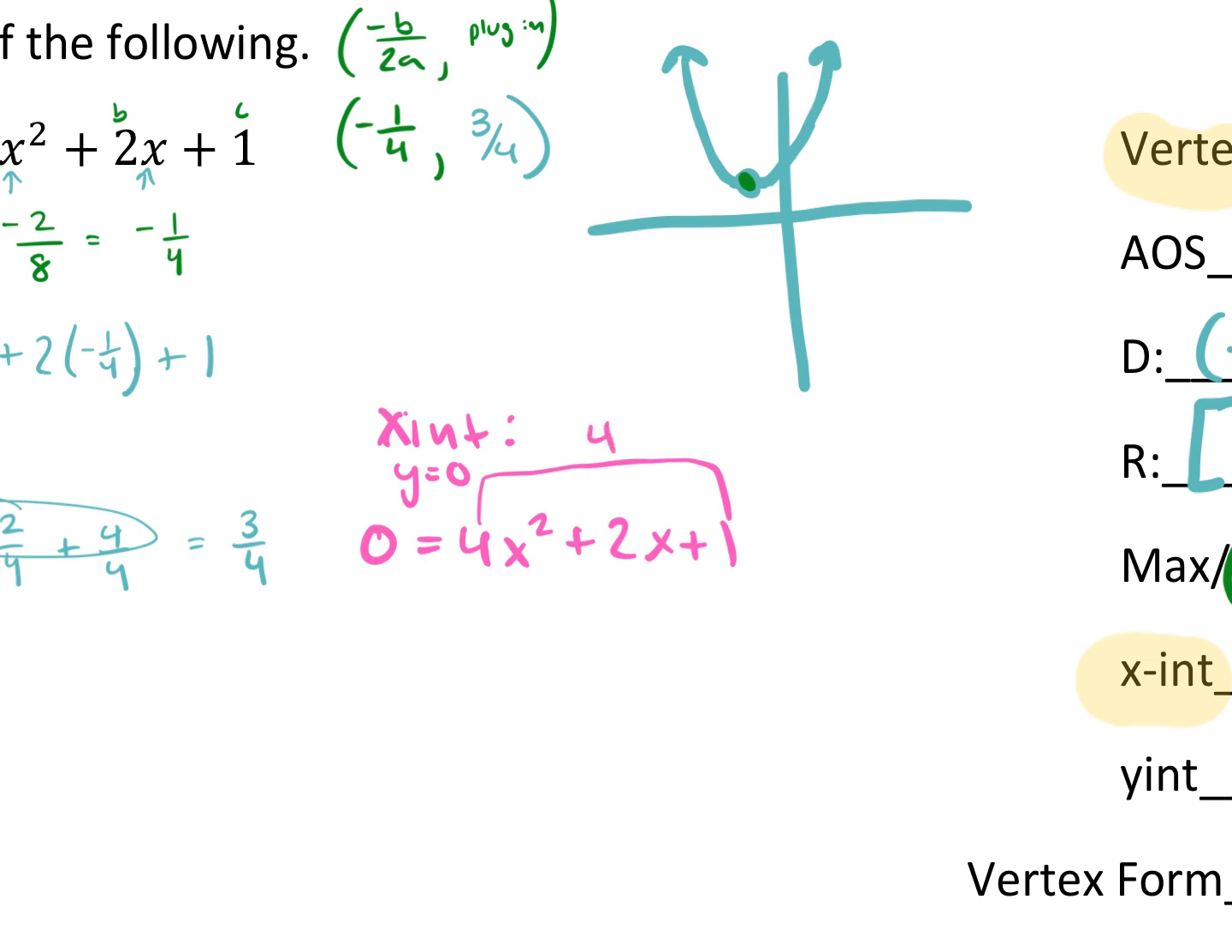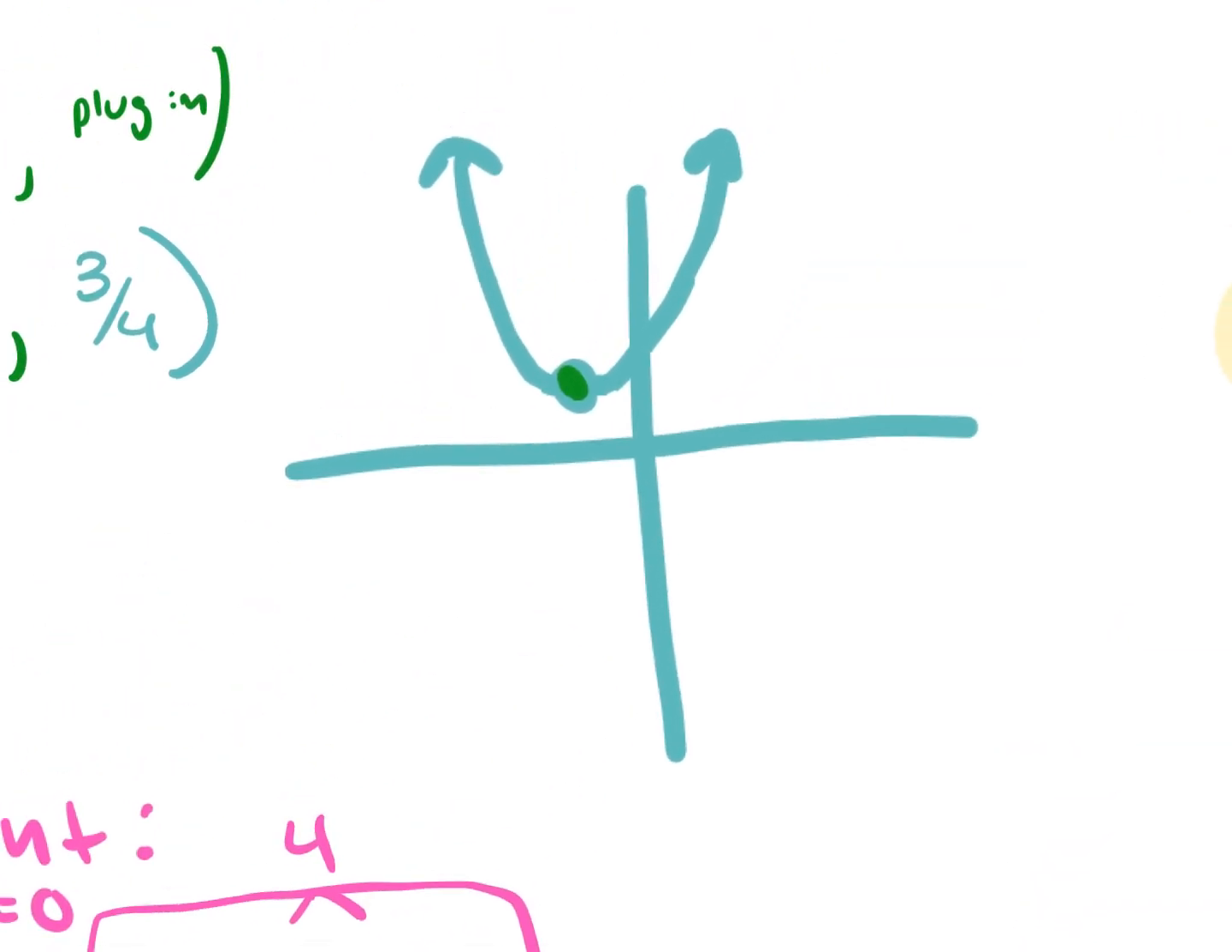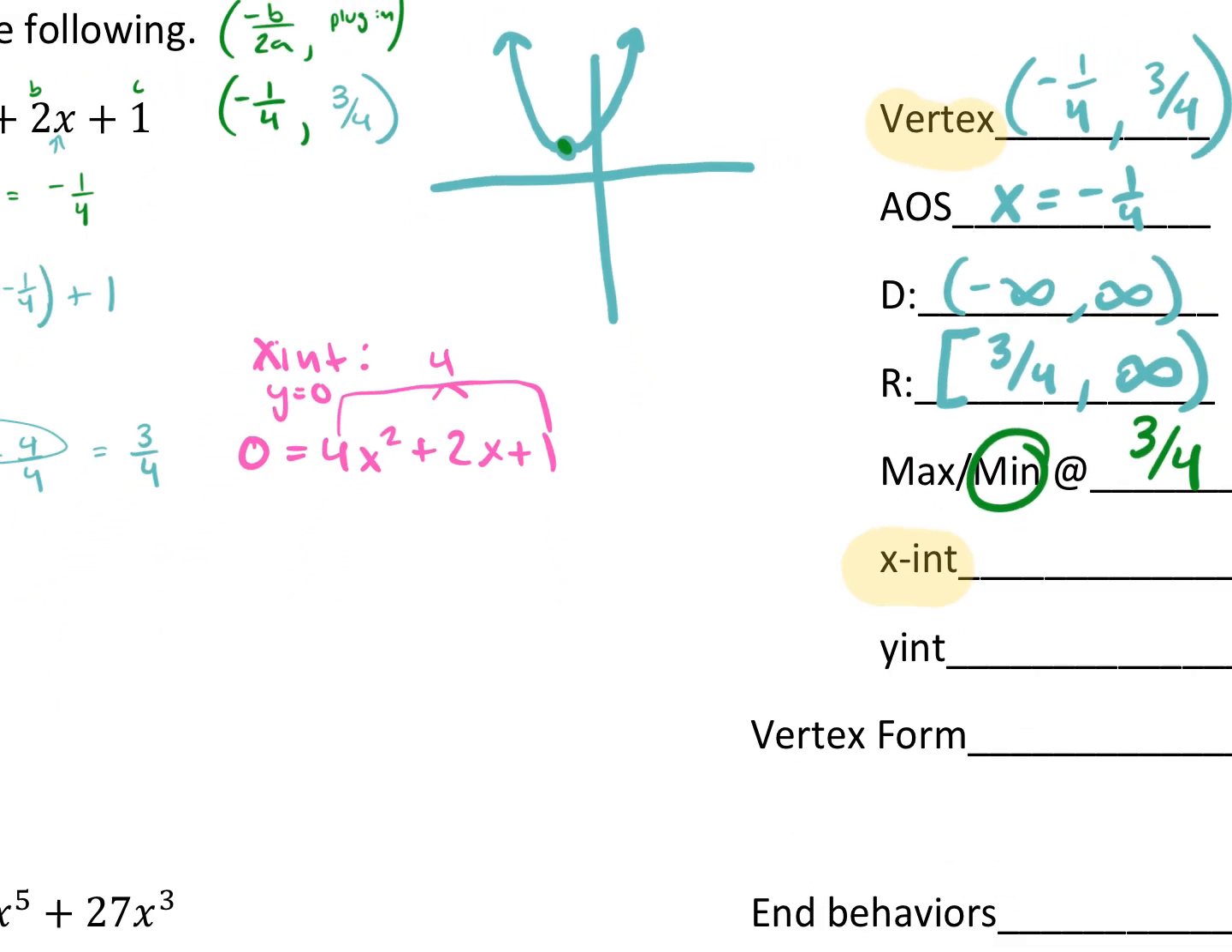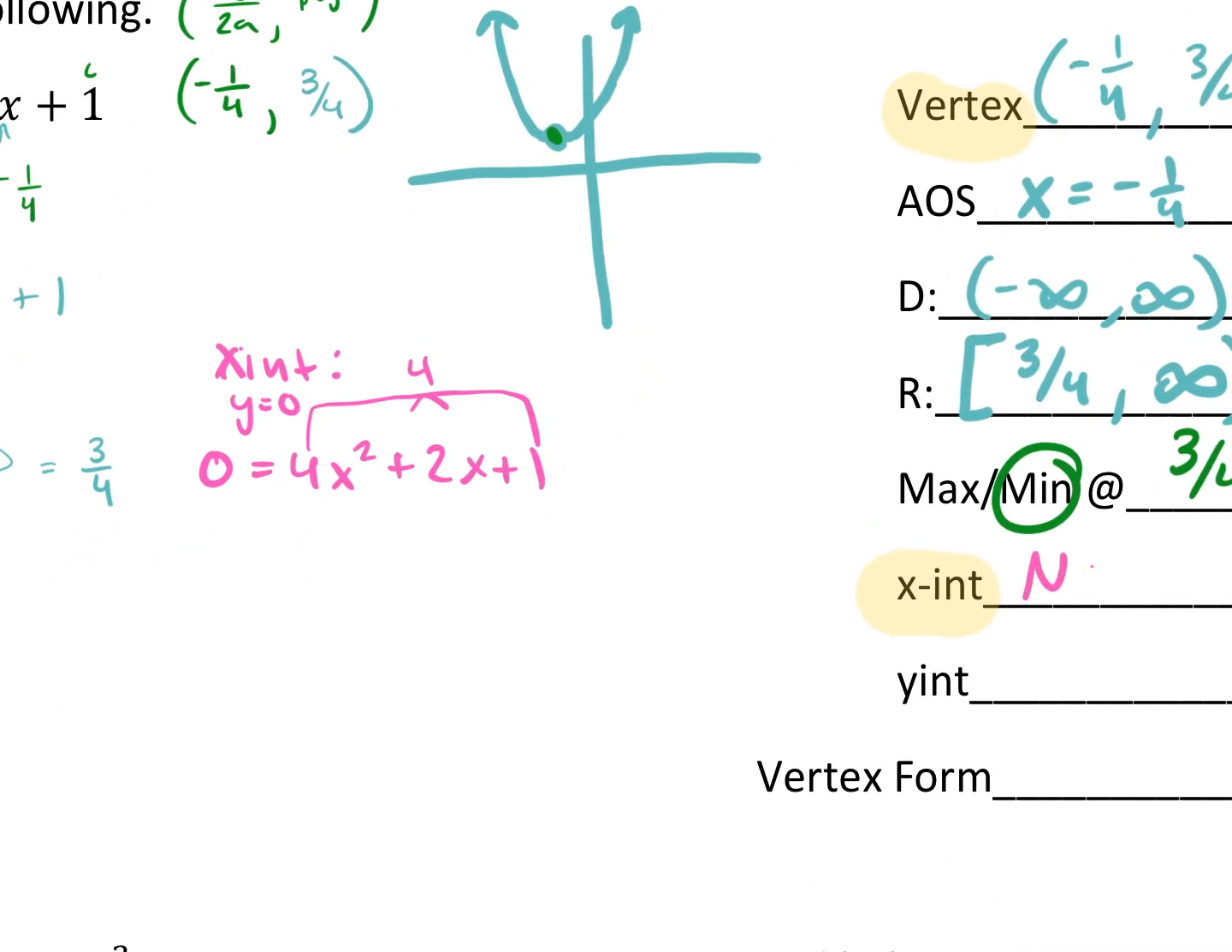4 times 1 would be 4. Do we have two factors of 4 that add to 2? No, we don't. What do we do if something doesn't factor? Quadratic. But before we do the quadratic, let's look at our graph. Do I have an x-intercept? Does our graph touch the x-axis? No. So just by looking at our graph, we know that we have no x-intercepts, or we could say none.